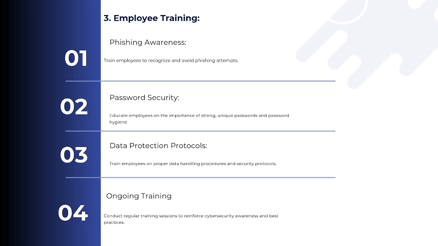Next one, we have data protection protocols. Train employees on proper data handling procedures and security protocols. Next one, we have ongoing training. Conduct regular training sessions to enforce cybersecurity awareness and best practices. So this is one of the mistakes which companies or small and medium enterprises make: when they train their staff or create security awareness for their staff once, they're not going to do it again.